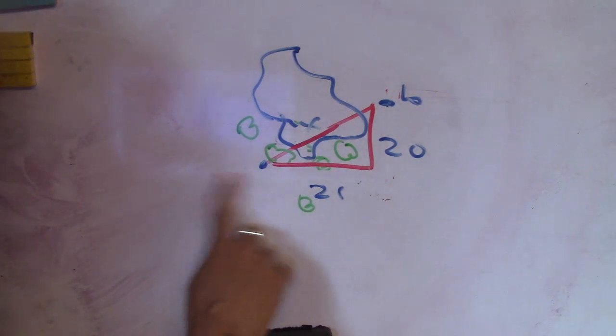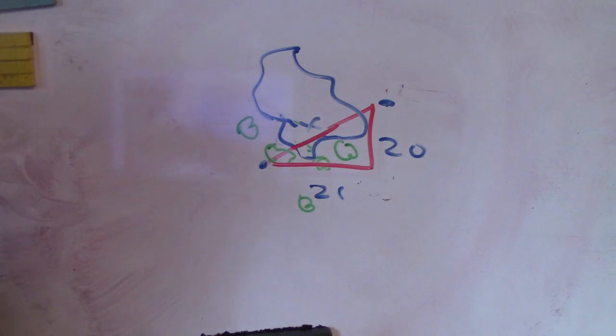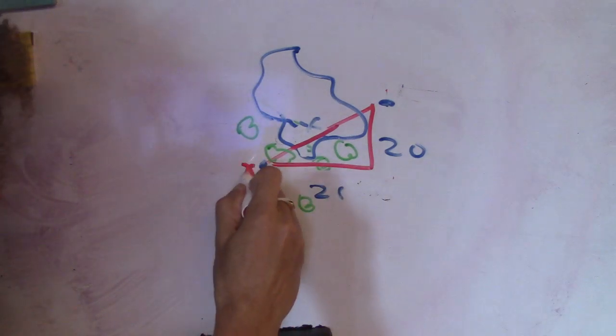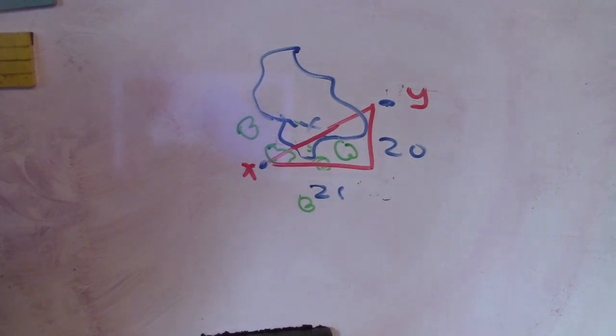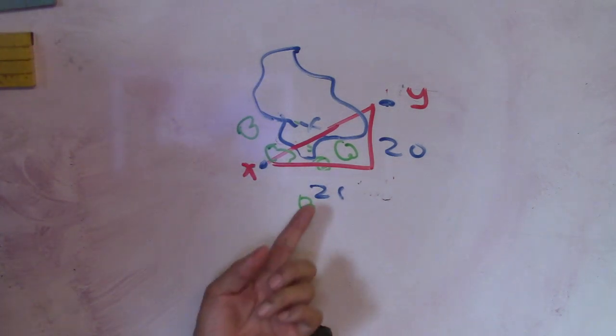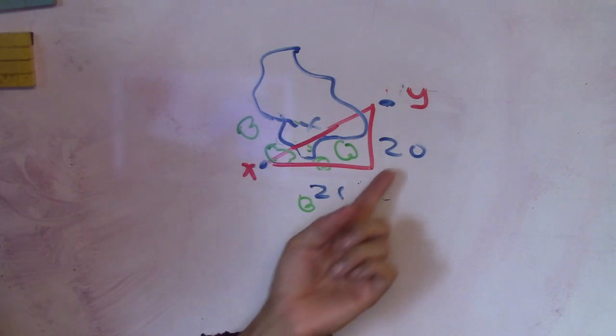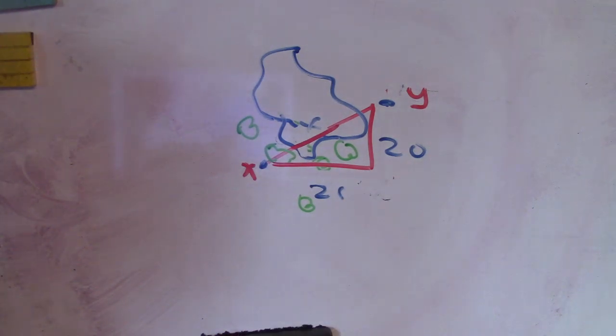And actually, you know what? Instead of making that A and B, I'll make it X and Y. What's the distance between those two points? What are the variables for 21 and 20? That's it. 21 and 20. We need to plug it into the formula. Well, what's the formula? A squared plus B squared equals C squared. There you have it.